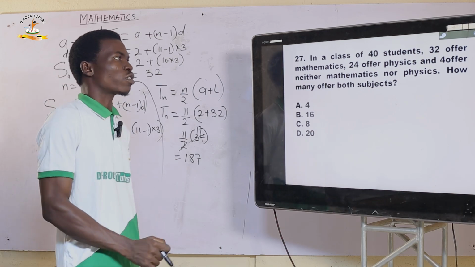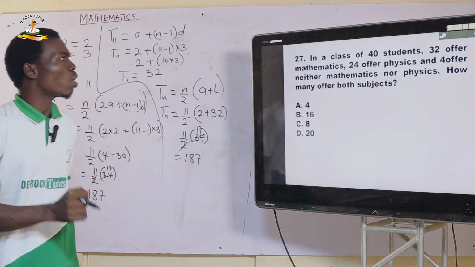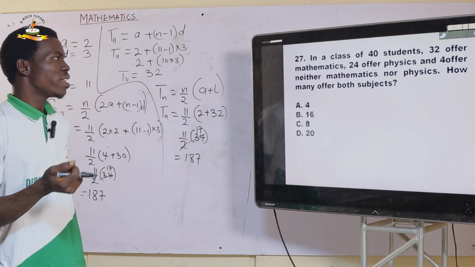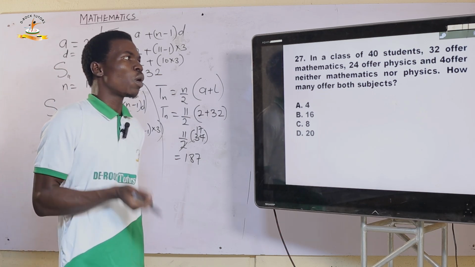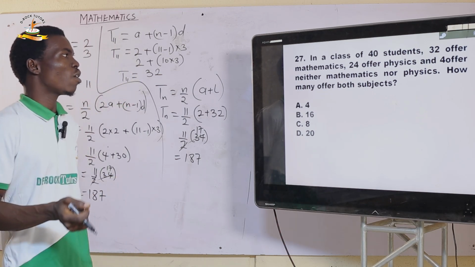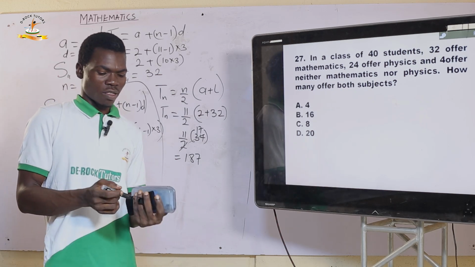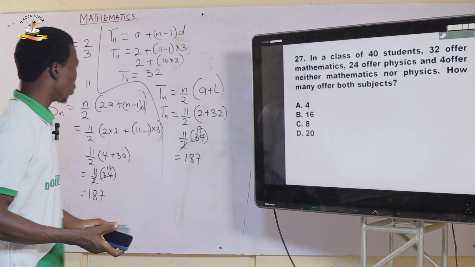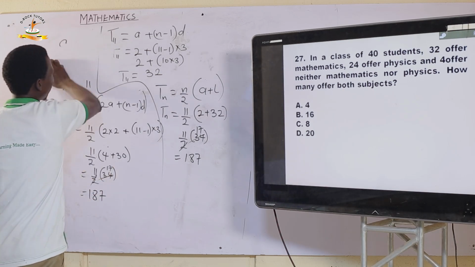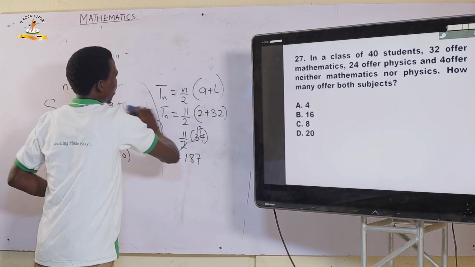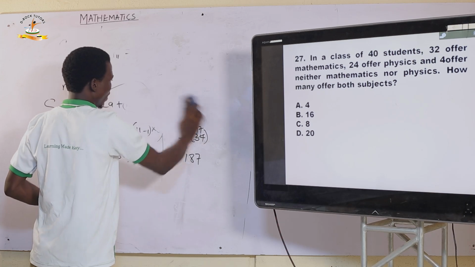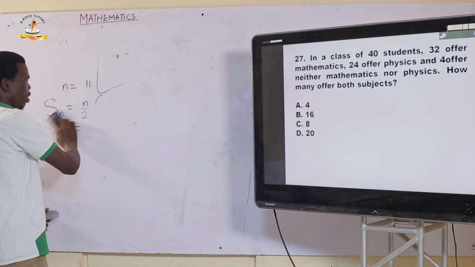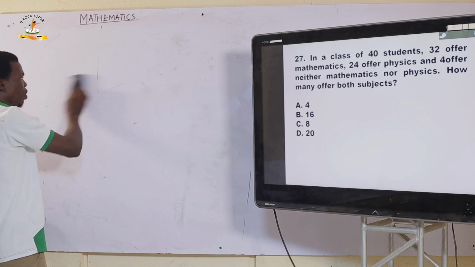27. In a class of 40 students, 32 offer mathematics, 24 offer physics, and 4 offer neither mathematics nor physics. How many offer both subjects? And this has to do with what? Our Venn diagram problem, which you all know. So let's see how we'll go about this again. And you still remember your De Morgan's theorem. So we're going to make use of De Morgan's theorem, and that is the fastest way of solving this problem.